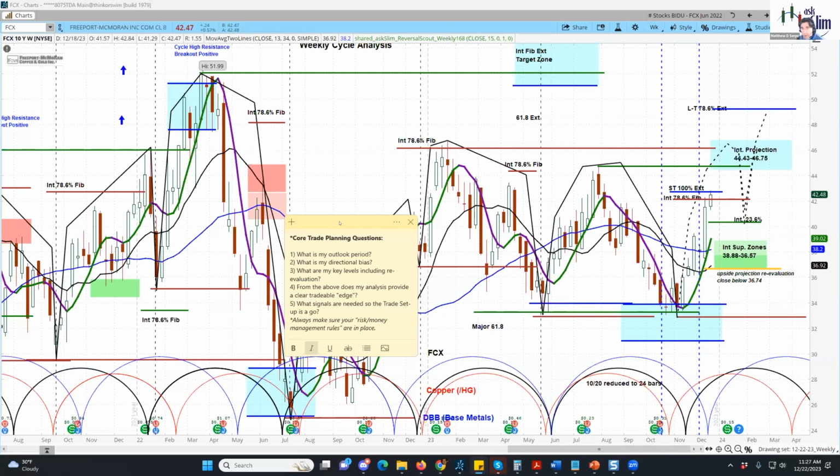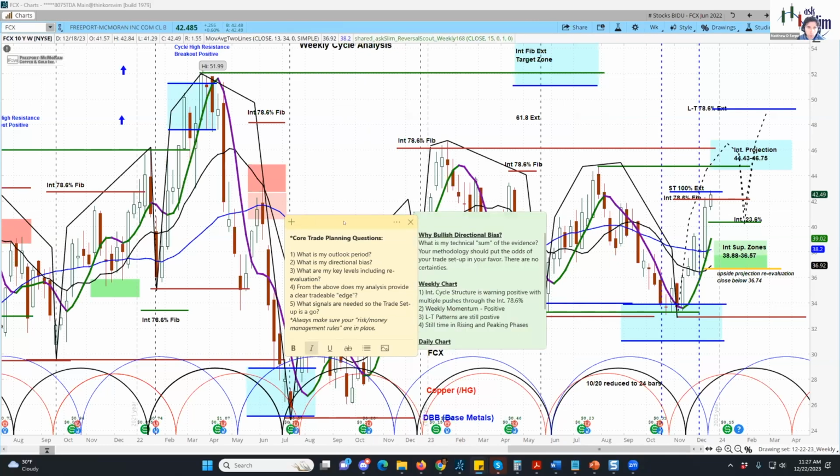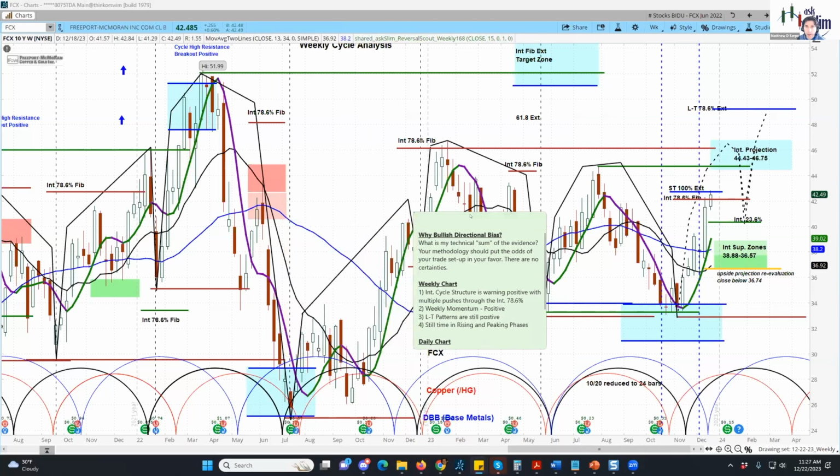And then once you've done that, you want to be able to pinpoint what signals you need to say that that trade is a go and it's time to execute it. And obviously, always want to have our risk and money management rules in place. Okay, so there's the high level. Now let's get into the details. I'm going to pull over my other sticky note here. So why the bullish directional bias?